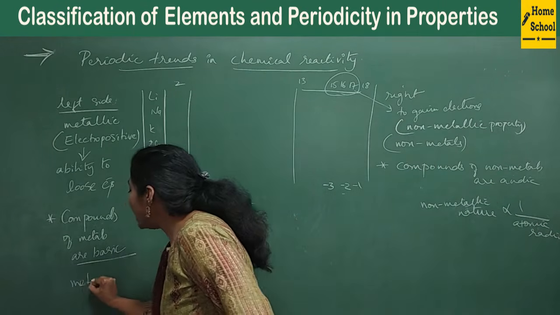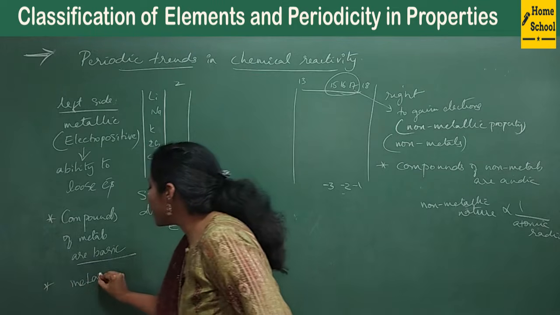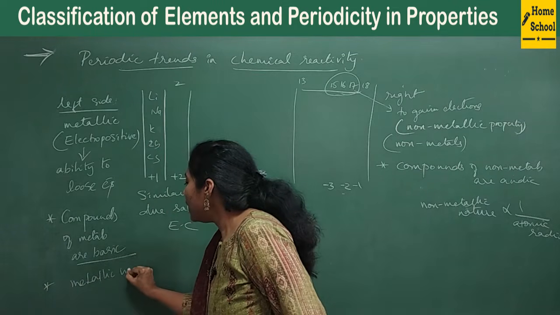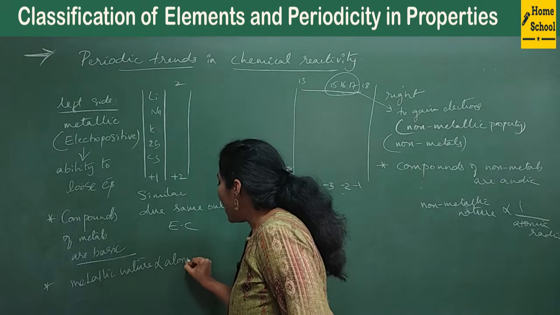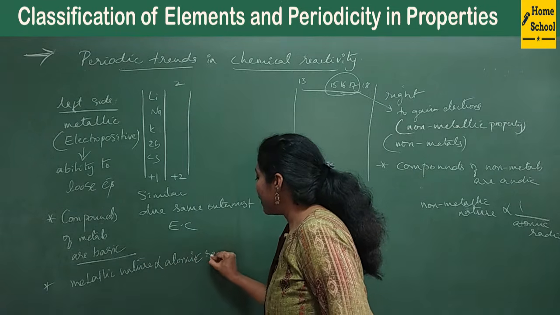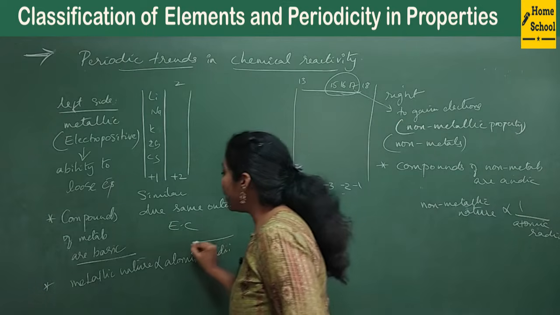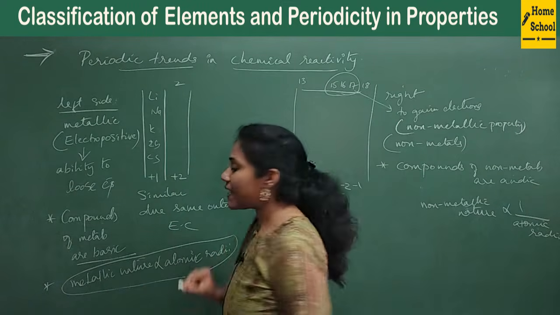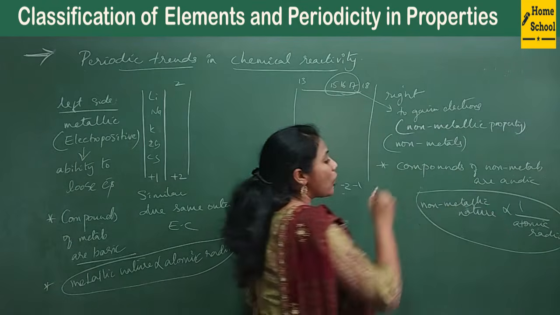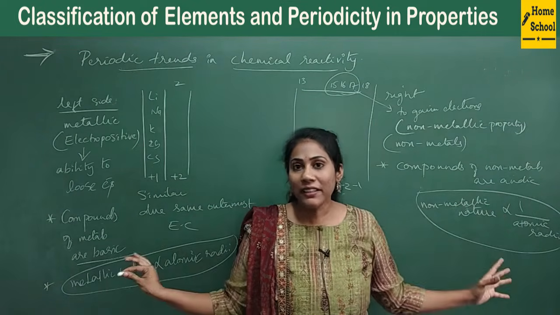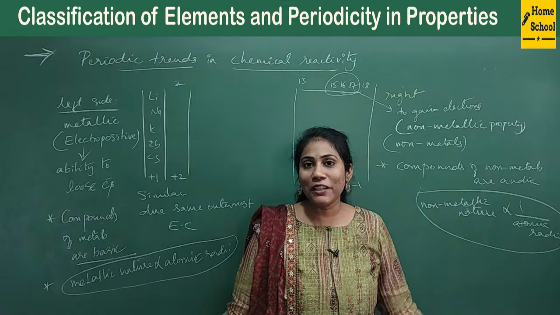Whereas metallic nature, so this point is very, very important, metallic nature is directly proportional to atomic radii. Bigger the atom, it behaves as metal. Smaller the atom, it behaves as non-metal. Okay, fine. So hope the concept is clear for you.